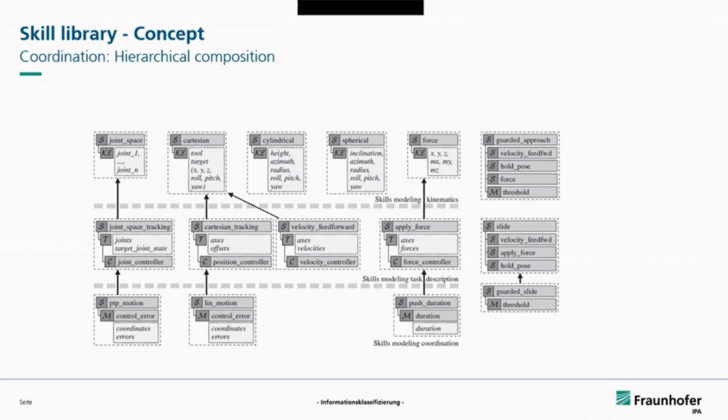A skill guarded approach, for example, combines a velocity movement together with a measurement of force, which stops when a certain force threshold is reached. On the other hand, a skill slide combines the velocity feed forward together with an apply force in a different axis, of course, and together with a threshold in force for another axis, you get a guarded slide, which stops when a certain force is reached in a different axis. This lets you create very flexible skills in a very short time.